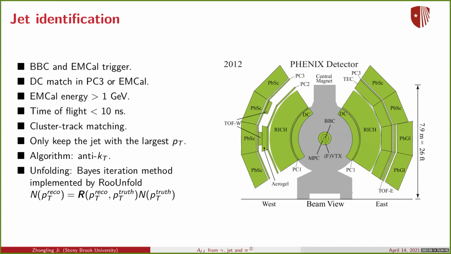To measure the jet, other than the BBC and the EMCal trigger to select the high energy particles, we also use the drift chamber to measure the charged particles, and also require a match with EMCal or PC3. The EMCal energy is required to be larger than 1 GeV, and the time of flight less than 10 nanoseconds. This can reduce the pile-up events because the luminosity in this run is very high. We also require the cluster track matching to reduce double counting, and only keep the largest pT in each event for the jet. The algorithm is anti-kT. The unfolding uses the Bayes iteration method implemented in RooUnfold.